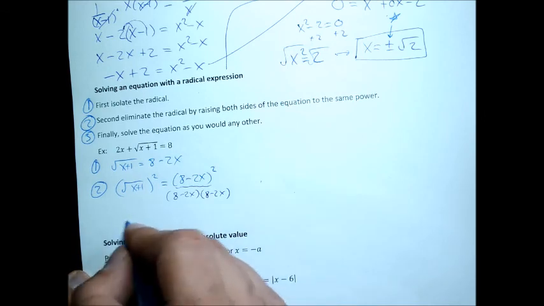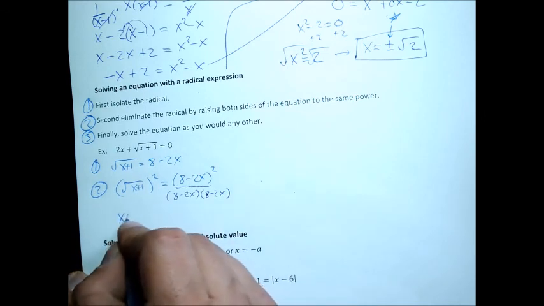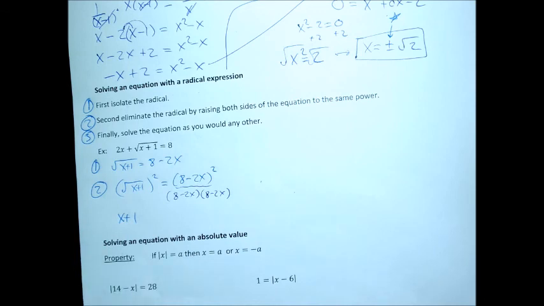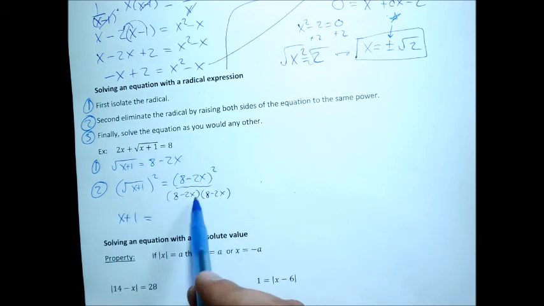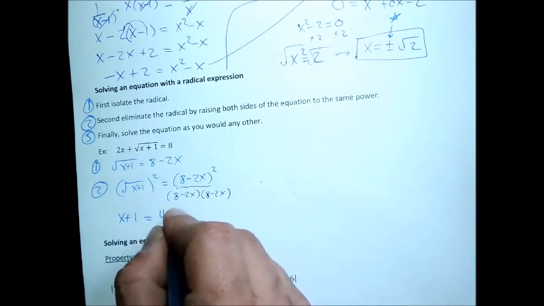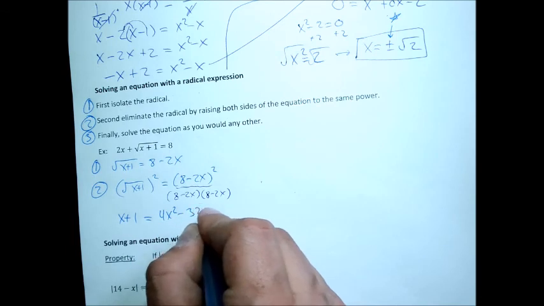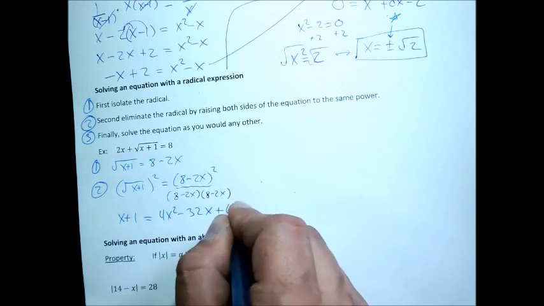Anyway, so then when we do that, the left-hand side just drops to x plus 1. We no longer have a radical on the left. That's good. And then when we square out the right-hand side, when we do that whole FOIL, we'll end up with 4x squared minus 32x plus 64.